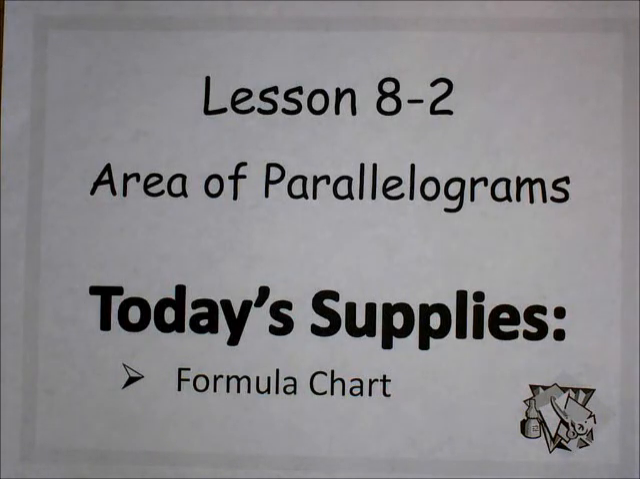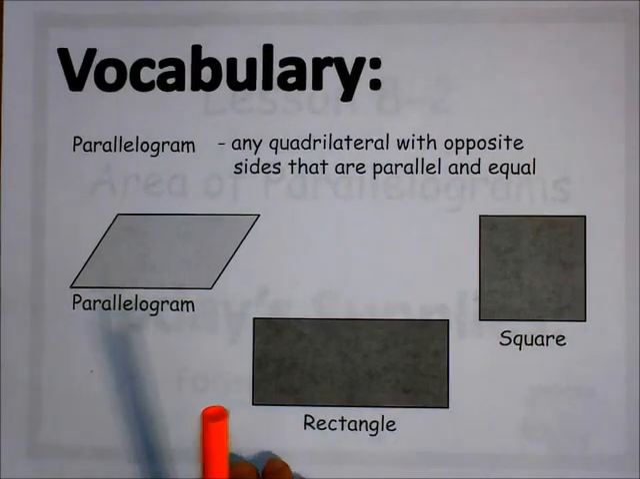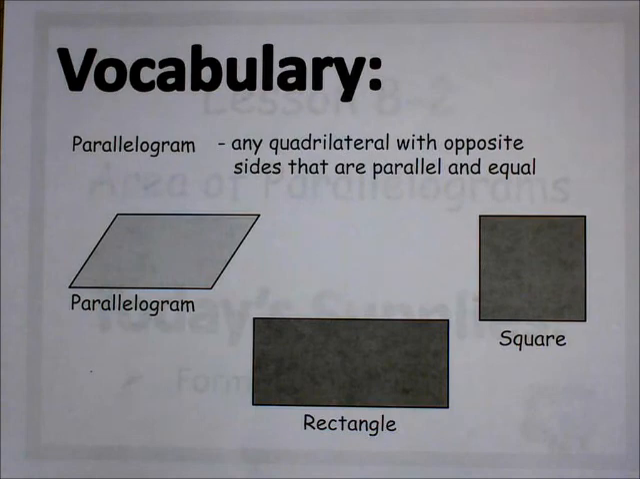Turn to your next blank page in your journal, put today's date at the top, and the title of today's lesson is Lesson 8-2, Area of Parallelograms. We have one vocabulary word today, and it is parallelogram. A parallelogram is any quadrilateral with opposite sides that are parallel and equal.